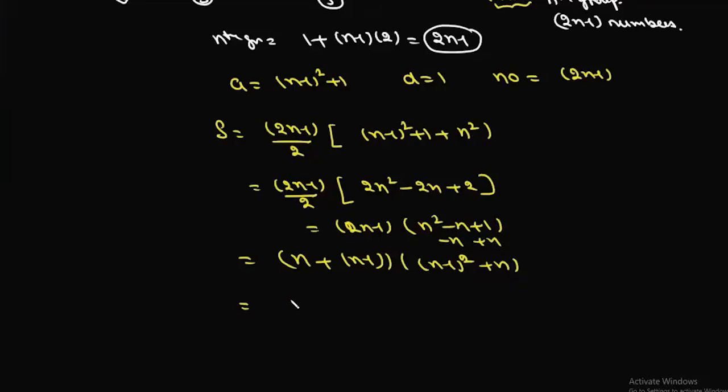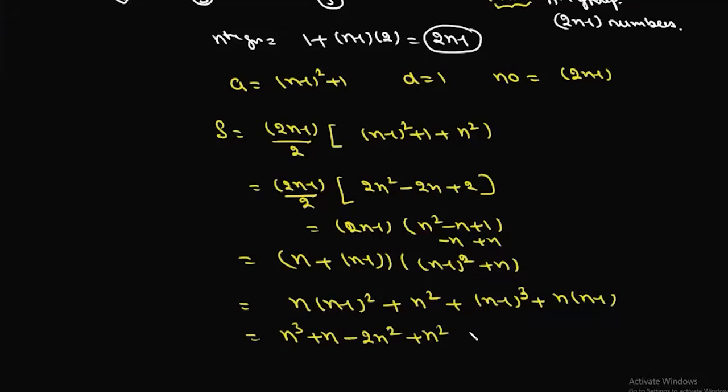Now when we multiply them, we can write n into (n minus 1) square plus n square plus (n minus 1) cube plus n into (n minus 1). So it will be n cube plus n minus 2n square plus n square plus (n minus 1) cube plus n square minus n. Now this n square and 2n square will cancel, n and n will also cancel. So it will be (n minus 1) cube plus n cube, and that is what we need to prove in this question.